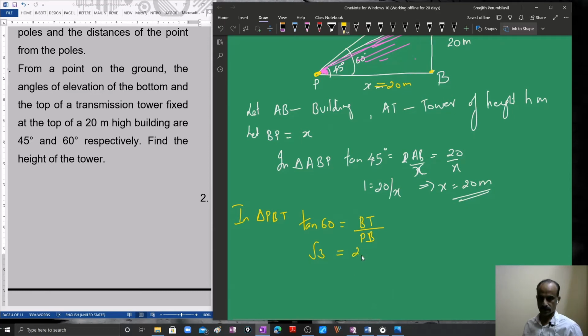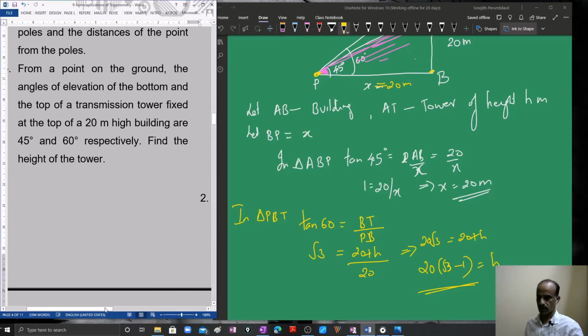That is 20 plus h divided by 20, which implies root 3 times 20. So 20 root 3 is equal to 20 plus h, or 20 into root 3 minus 1 is equal to h. We can substitute the value of root 3 and get the exact value if it is required. In this case, it is not required. Okay, so that was question number 15. Now we will move on to question number 16.